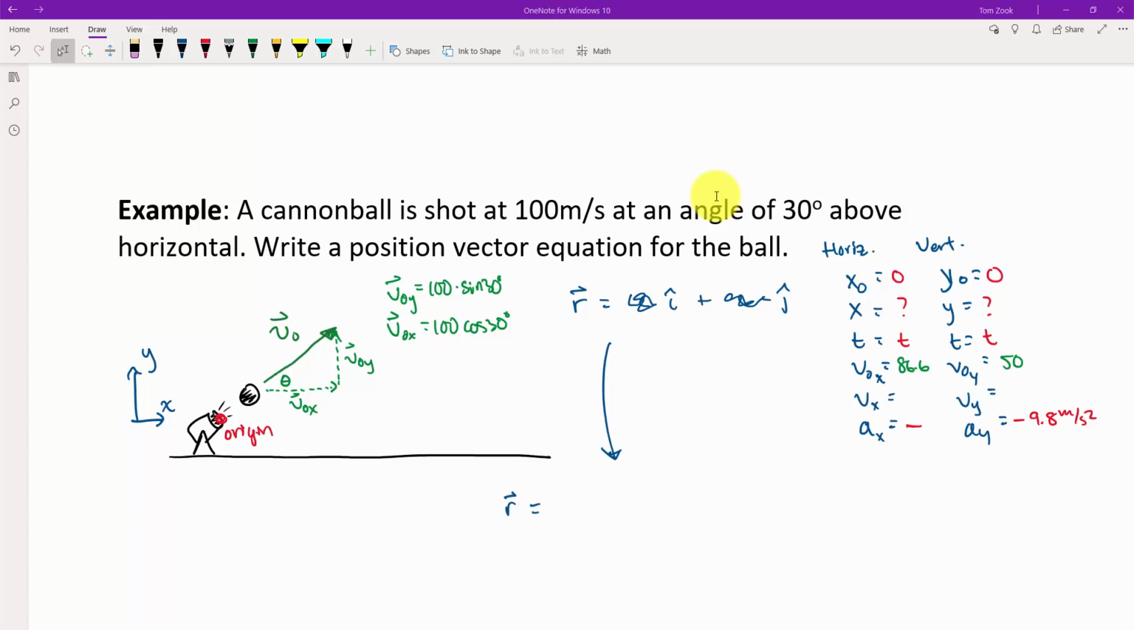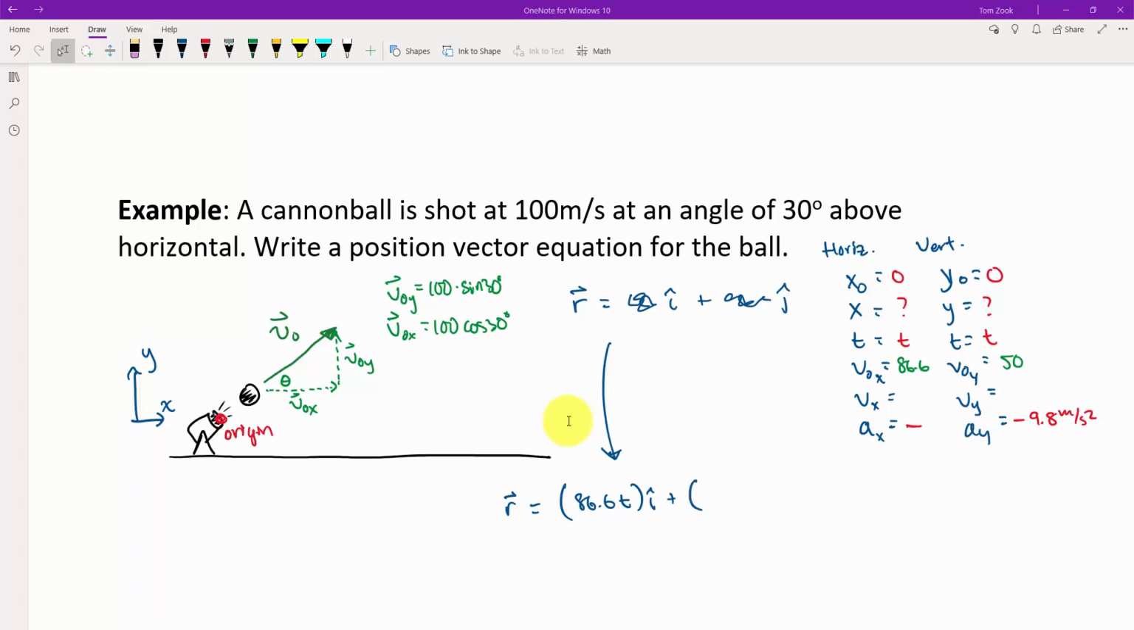It is going to be, if we write an equation in the form with the 1/2 at squared, due to the information that we're given here, we'd have original position 0 plus the original velocity in that direction, 86.6 multiplied by t, plus 1/2 at squared, but there's no acceleration, so we don't have to put anything there. And we say that's in the i direction.